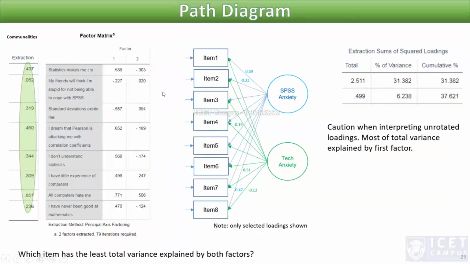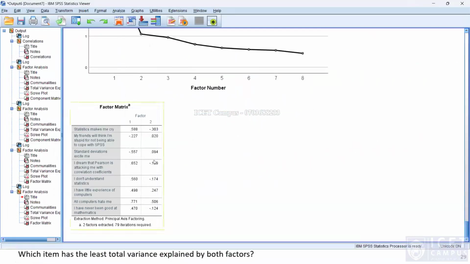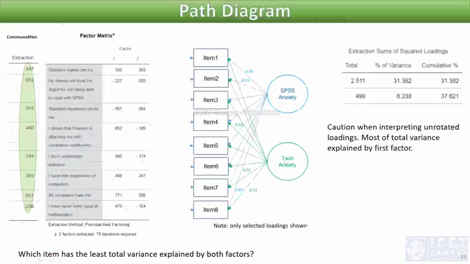So here you can see there are two factors actually. It is divided into two: factor one, factor two, based on the eigenvalue. Two factors extracted after 79 iterations using the principal axis factoring. Because we gave the command to the SPSS using the eigenvalue, it divided these items into two factors. SPSS did it using the statistical analysis, not us deciding which are connected. So then you can find these connected items. One is SPSS anxiety, the other one is tech anxiety.